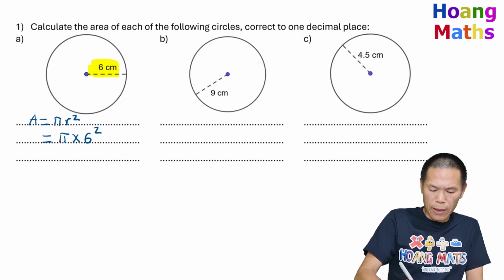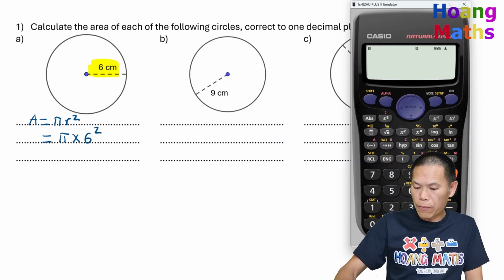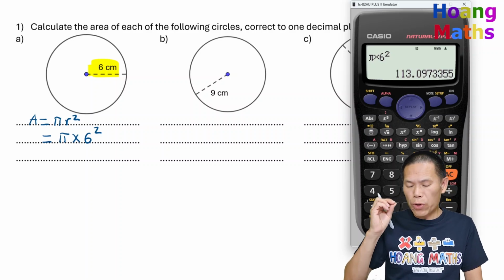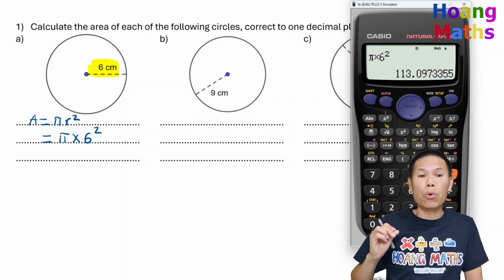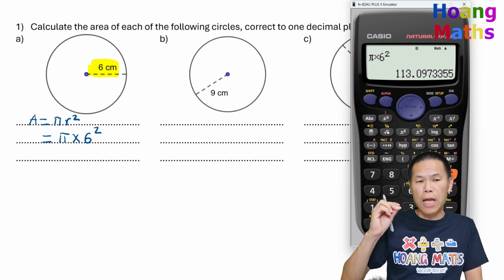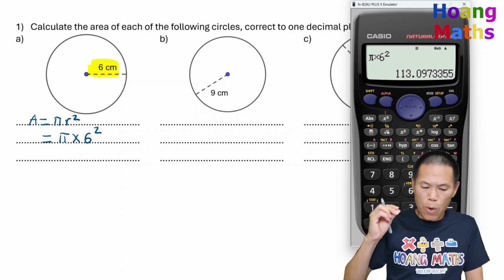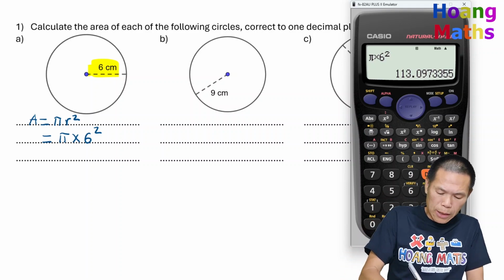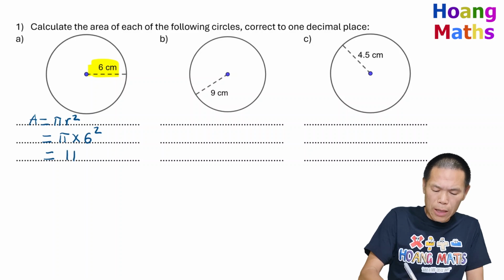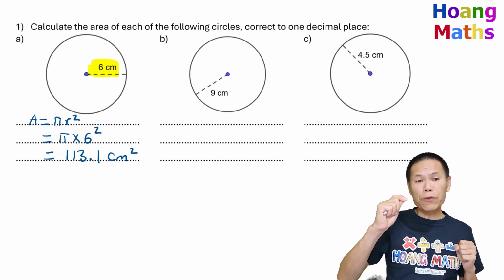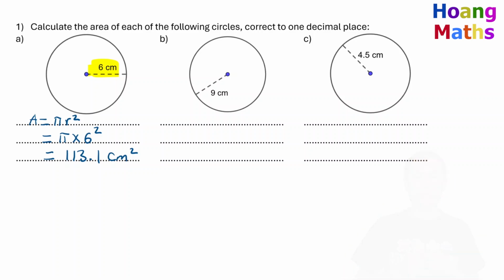Now I just put it on a calculator. So I just go shift pi times 6 square. So there you go, correct to one decimal place, that will give me 113.1, because after 0 is 9, so more than 5. Therefore 113.1 square centimeters. Please pause the video and try this yourself.